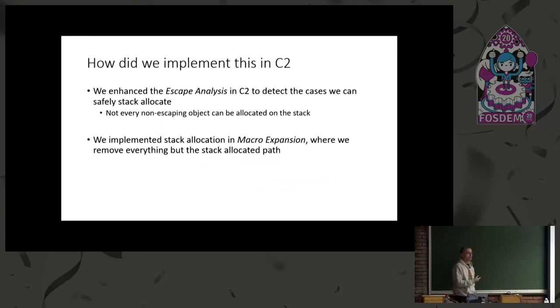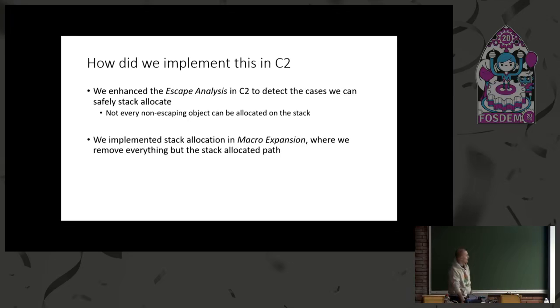Okay, so how do we implement this in C2? Come to the second part of the presentation. Charlie Gracie and myself, inspired by the words of Kirk, started looking into implementing this with stack allocation. We had to modify escape analysis in C2 to recognize cases where we can safely stack allocate the object. Not all non-escaping objects can be stack allocated. I'll show some of the limitations later on, but there's plenty of them. We implemented the stack allocation path in macro expansion, so we had to write a separate path that took out everything else. We removed everything else but the path where we stack allocate the object.